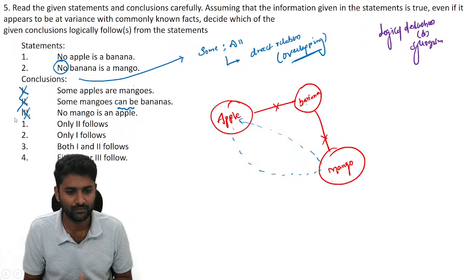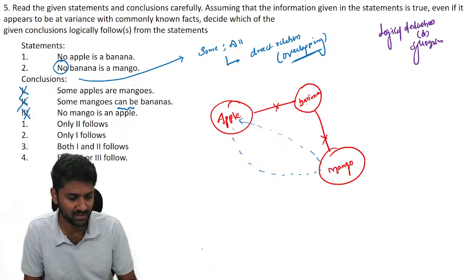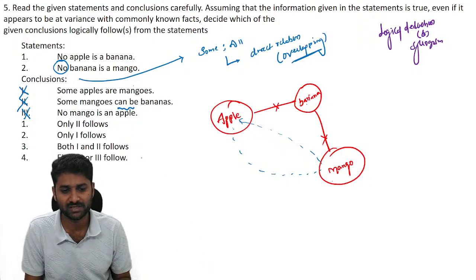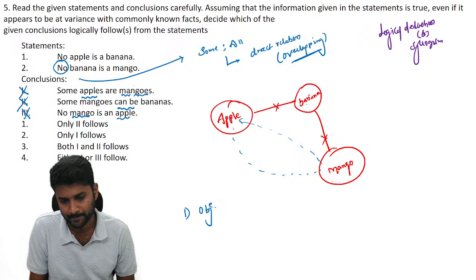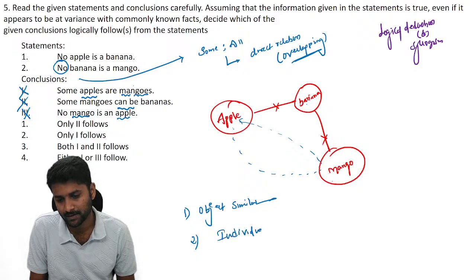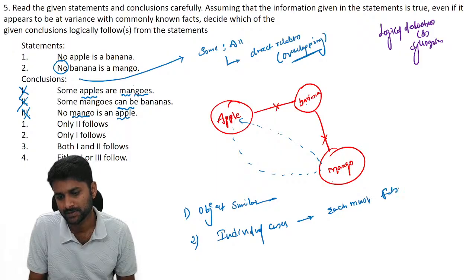But before choosing none follows, observe what I told you in the last session also. If any two objects are similar, here conclusions are talking about apple and mango, and the same information is about mango and apple. Objects are similar, point number one. Objects must be similar. And second important point, you already verified individual cases. Each conclusion must be false. So these are the two important points.